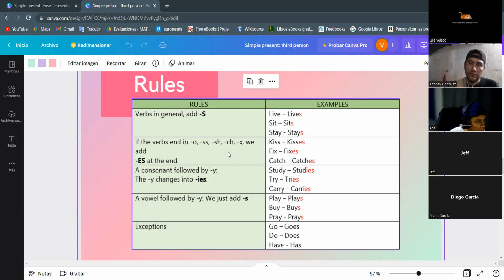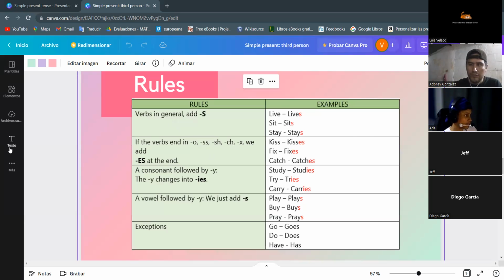Kiss, kisses. Fix, fixes. Catch, catches. Thank you. This one is pronounced like fixes. Fixes. Good. Thank you. Yes. So in general, we add S, but if the verbs end in this list, O, S, S, S, H, C, H, or X, we add ES at the end.